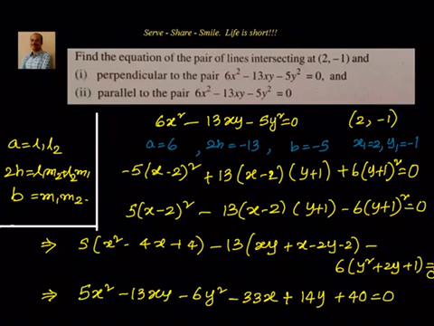So let's summarize. In this session we have seen how to find the equation of the pair of lines given the pair of lines. We want to find the equation of the pair of lines which is perpendicular to the given pair and also intersecting at a particular point. So we derived the formula and we leveraged the formula, substituted the values, and we are able to get the equation of the pair of lines.